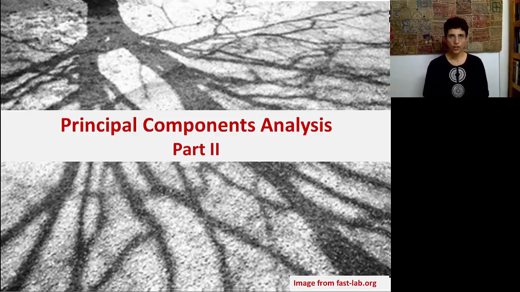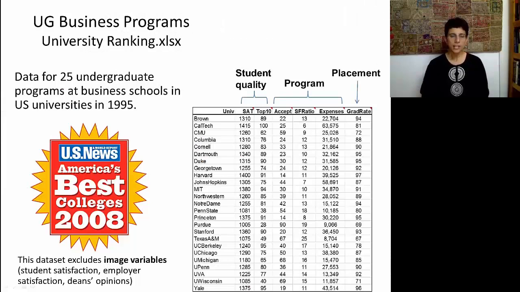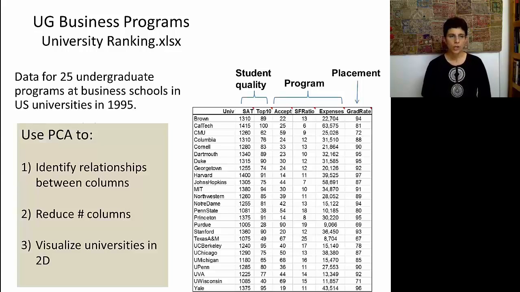In the last session, we started talking about principal components analysis, how it works, and how we can use it to investigate relationships between measurements. In particular, we looked at an example of our undergraduate business programs and trying to find principal components to represent the measurements that we had for program quality, student quality, and placement. We talked about using PCA for identifying relationships between the columns, and the key there is to look at the weights that you get for each one of the PCs. Larger weights tell you that that original variable contributes more to the PC, and large can be positive or negative.